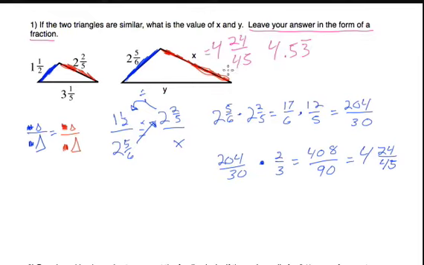It may be an ugly number, but that's what you've got to do. But I know a lot of you like to deal with decimals. If you dealt with decimals and got something like this on a multiple choice test, you should be able to recognize that 4 and 24/45ths is the same thing. So if you're more comfortable dealing with this, that's fine.